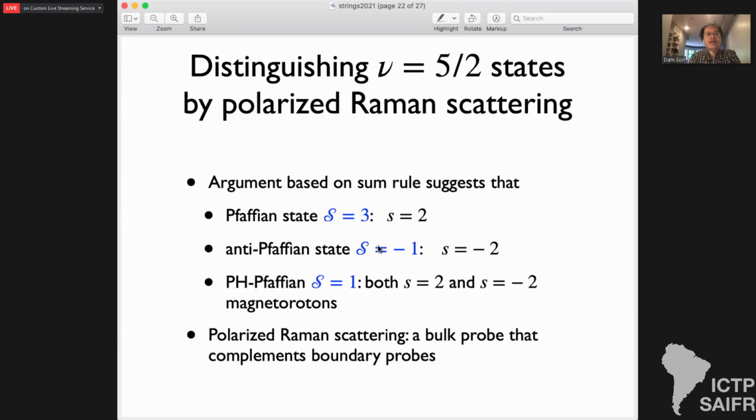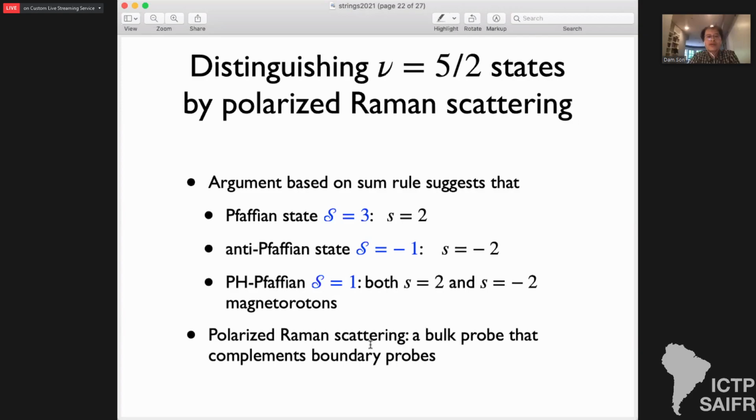Now, if we go back to the nu equal 5/2 state, the arguments based on our sum rule suggest that in the Pfaffian state, the shift of which is known to be 3, the magnetoroton has to have spin 2, and in the anti-Pfaffian state the spin has to be -2. The case of the PH-Pfaffian state is special because the shift is equal to 1, so the magnetoroton can have both spin 2 and -2. And I hope that this can be used in experiments involving polarized Raman scattering to probe the state that is realized in nature, the nu equal 5/2 state.